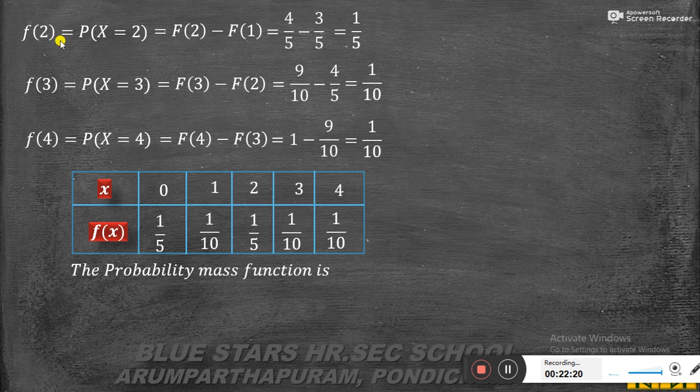So next f of 2. f of 2 means the probability of x equal to 2. That means f of 2 minus f of 1. f of 2 is 4 by 5 minus 3 by 5. You see the denominator is 5. So 4 minus 3 is 1, 1 by 5.